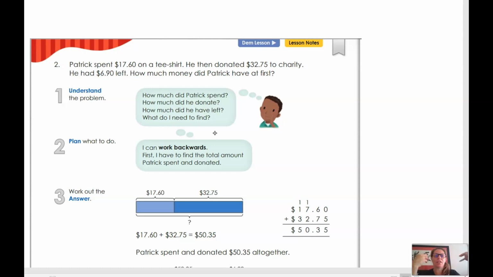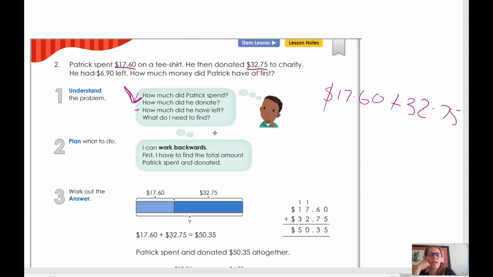So how much did he spend? He spent $17.60 and he donated, which is also spending money, $32.75. So that's how much he spent, those two added together. So we would need to do $17.60 plus $32.75. And then it says how much did he know? Oh, right, so we've done those. I've ticked them off already.